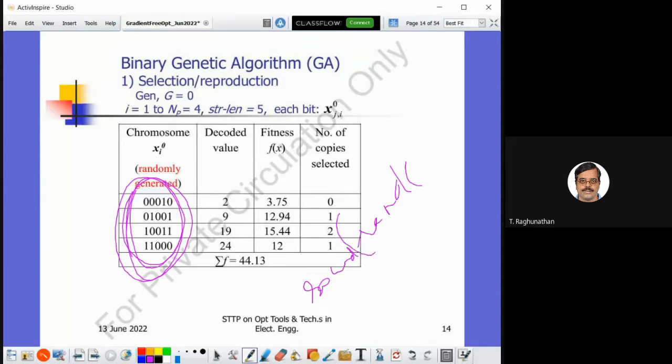Round rand. My population size is NP, so NP should be the number of rows. String length is 5, so it should be 5 columns. So the population is 4. Just for once, shall I go to MATLAB and show you this? You can generate this with just one single command. I'll show you that, because this is hands-on, and then come back to this.